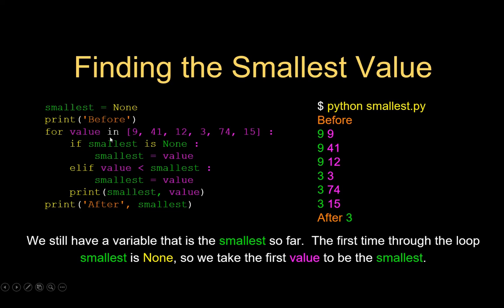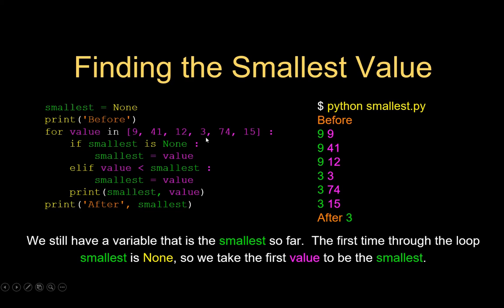We go to the next iteration, we get to 41. This statement is not true, so we go here, and here we check if 41 is smaller than 9, which is not true. So we're going to print smallest, which is 9, and the value, which is 41. We go to the next iteration, we get to 12. Is 12 less than 9? That's not true. So we're just going to print smallest, which is 9, and the value, which is 12.